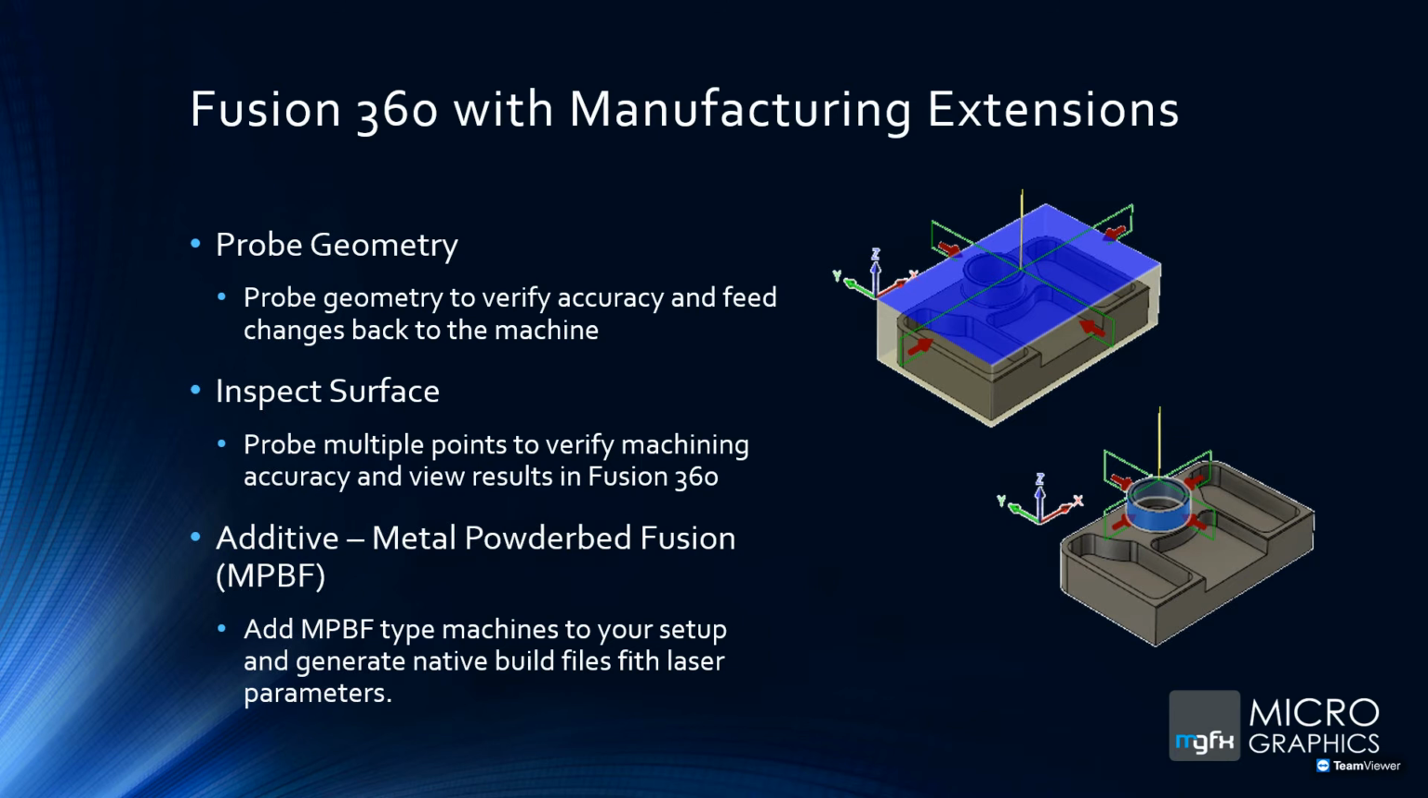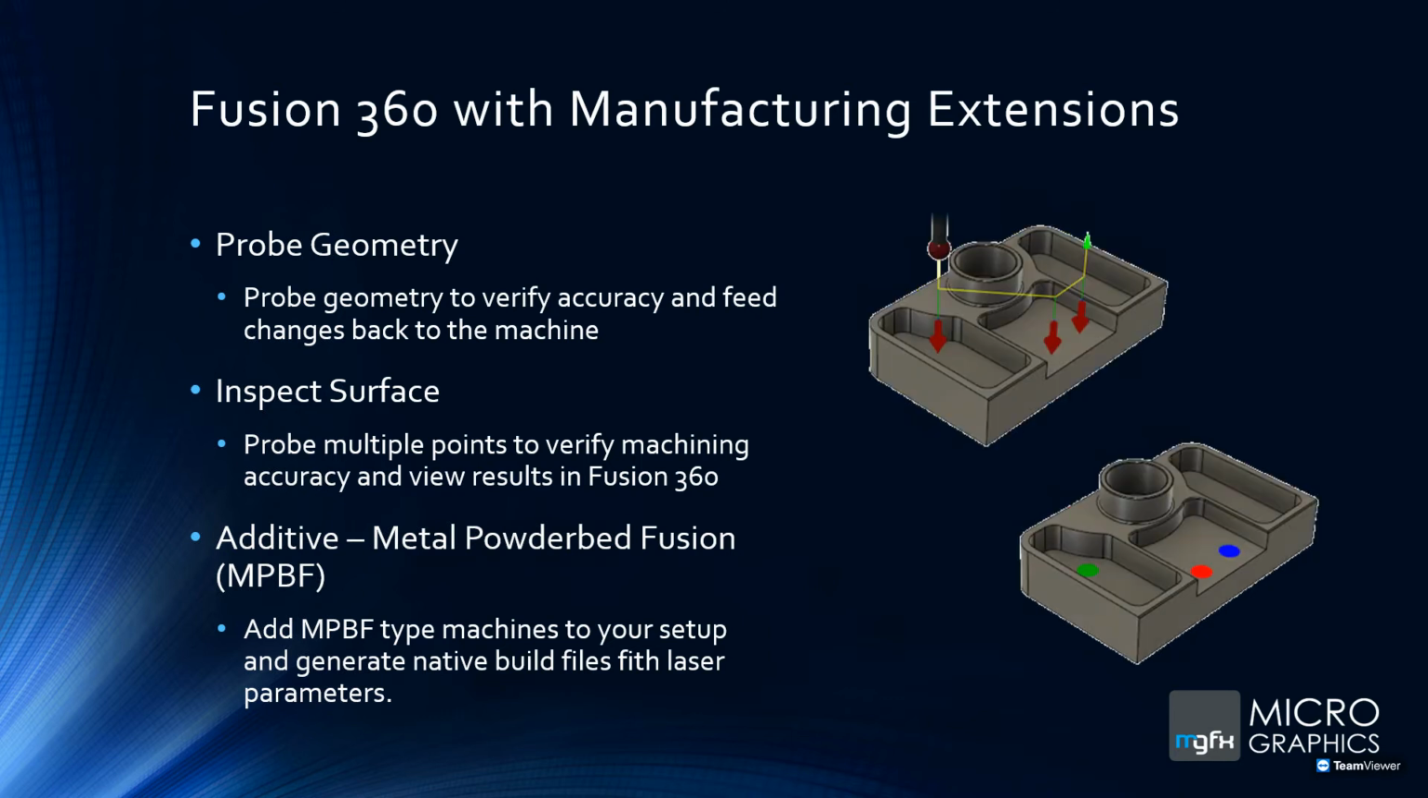The next option there is inspect surface. Inspect surface will allow you to probe multiple points on the machined component, and this will then generate a report. This report can be imported back into the model for part verification. So essentially, when that part is probed, we can see on the right-hand side, there are 3 points that are probed, and each point is a different color.